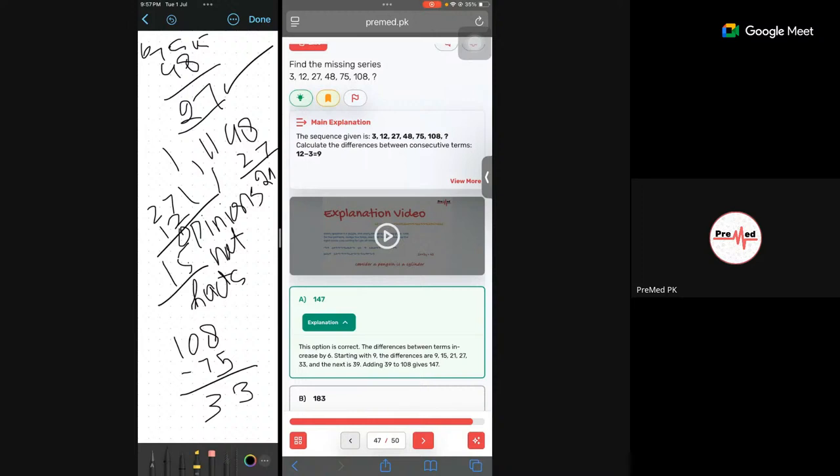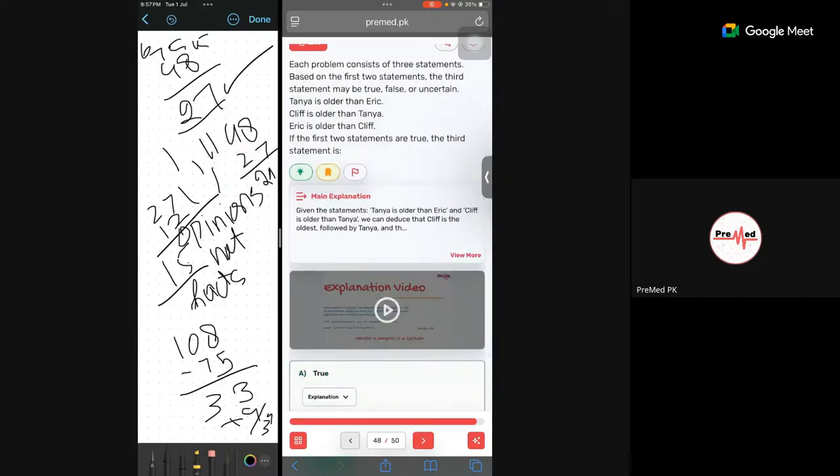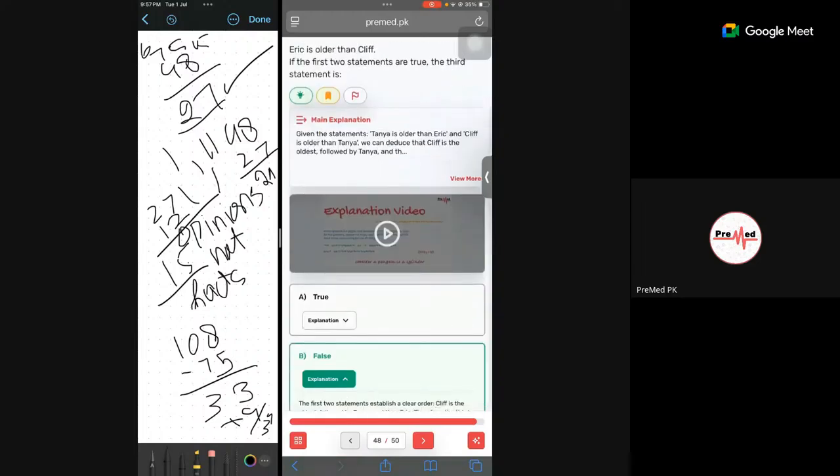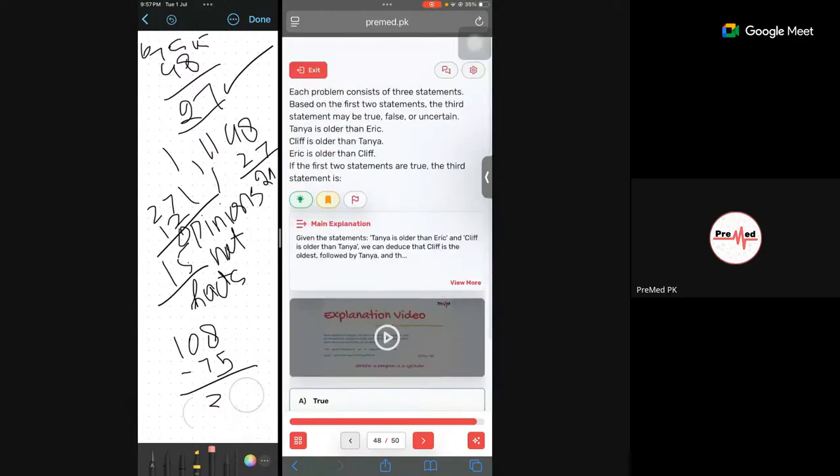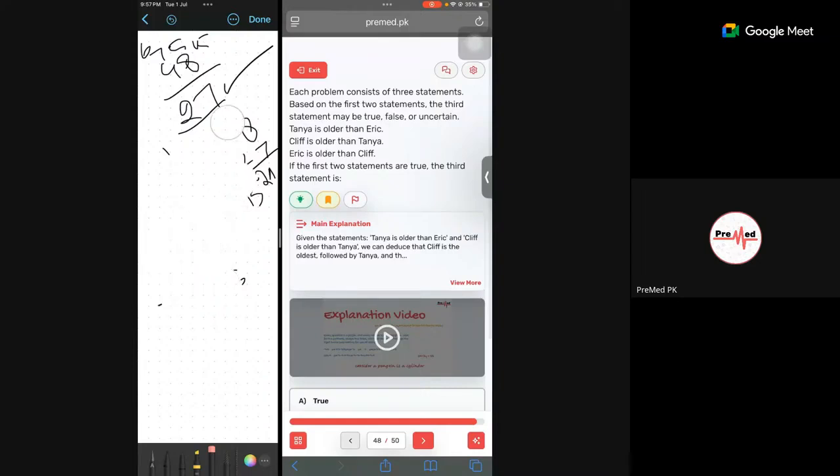So from this, we see the differences are 9, 15, 21, 27, 33, each increasing by 6. So 33 plus 6 is 39. The next term is going to be 147, since 108 plus 39 is 147. Next one is an easier one, so let's make a good equation of it and answer it.